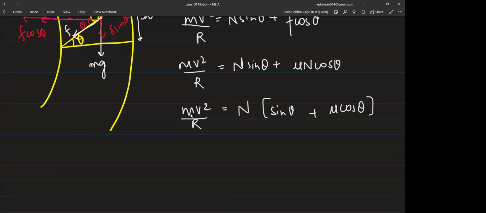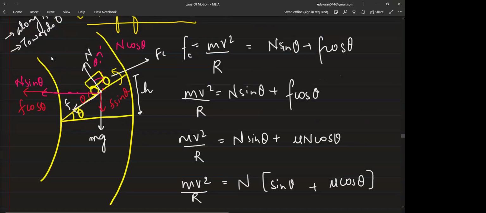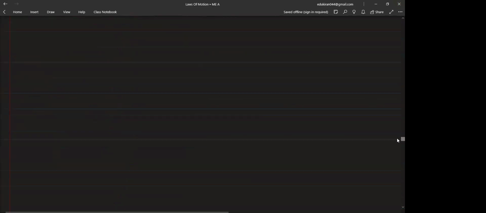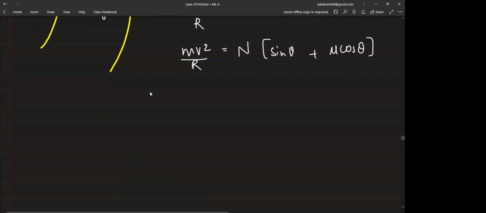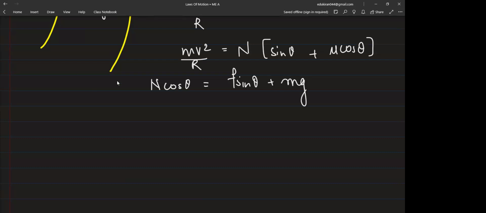Okay. Now what we are left with, we'll find the value of N cos theta. N cos theta is basically balancing what all forces? The upward force N cos theta is balancing F sin theta and mg. So N cos theta is actually equal to F sin theta plus mg, because these are the things which are acting along the y-axis.